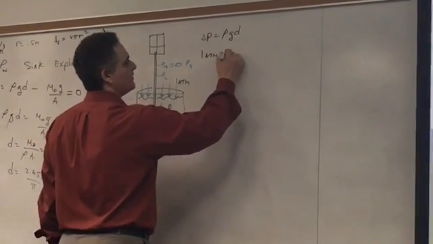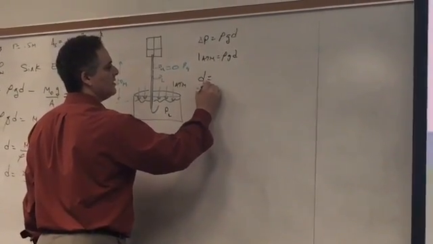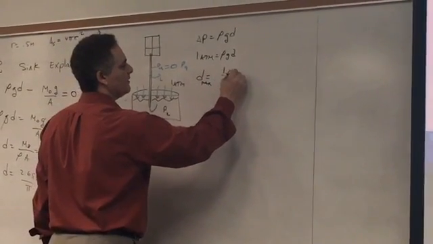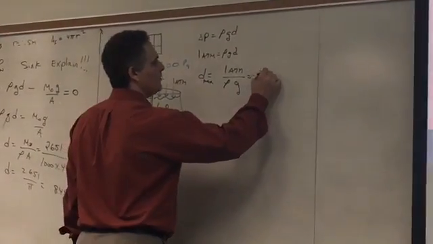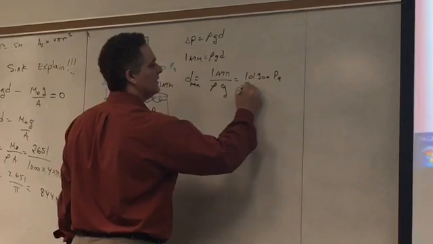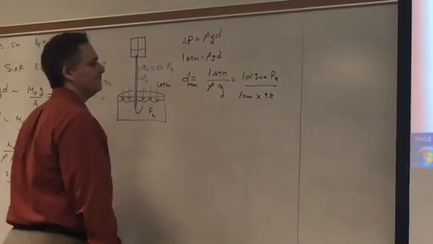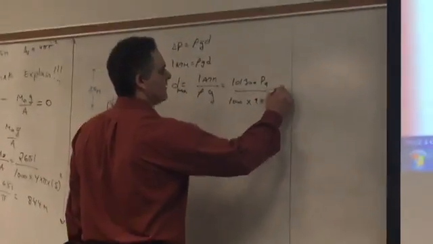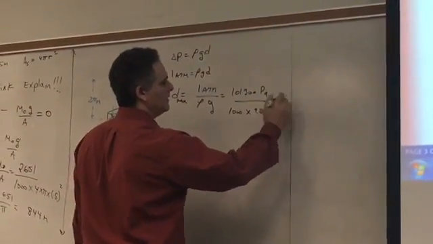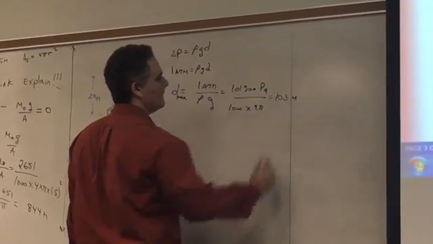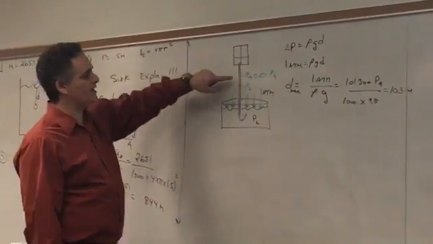Okay, let's just solve this for d, right? So it's rho g d. Solve for d. So that maximum height that you can go is going to be 1 atmosphere divided by the density times the acceleration of gravity. Okay? So this is going to be 1 over 101,300 Pascal divided by 1,000 kilograms per meter cubed times 9.8. I don't know. What is this, 10.7 or something? 10.3 maybe? I don't know. 10.3 meters.